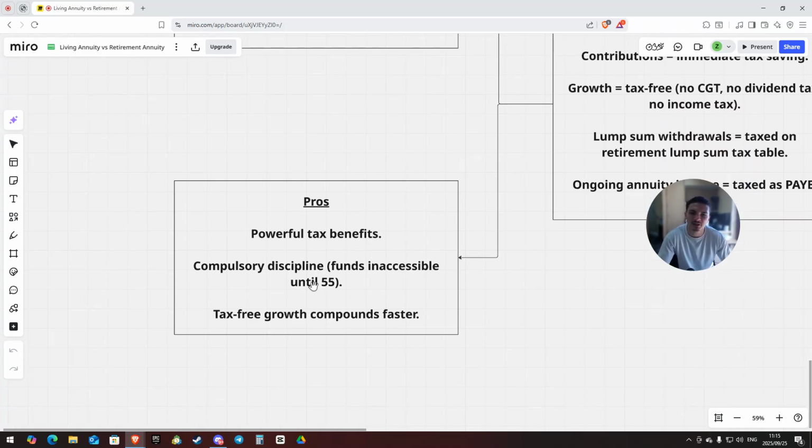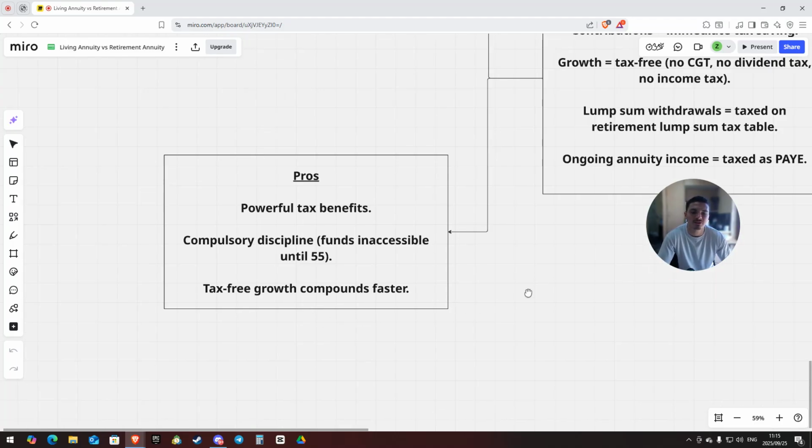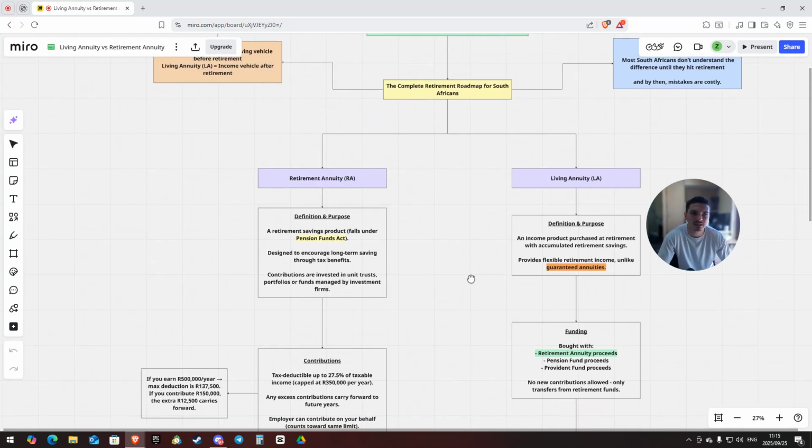Okay. Pros, obviously, the powerful tax benefits we spoke about. Compulsory discipline: you can't access funds before, whether you want to or you feel like you need to. You can only access it at 55, which can be seen as a benefit. And then, of course, tax-free growth compounds faster, enabling a smoother retirement. So retirement annuity, that's exactly what it is.